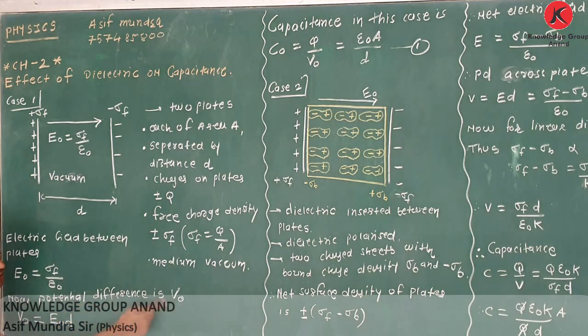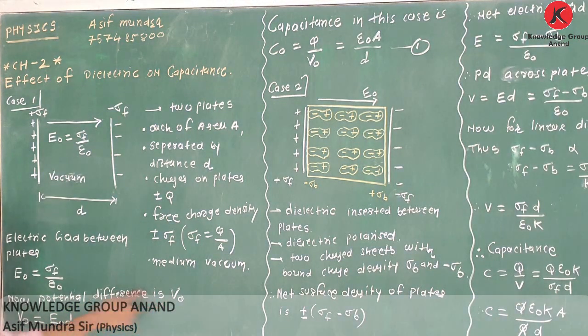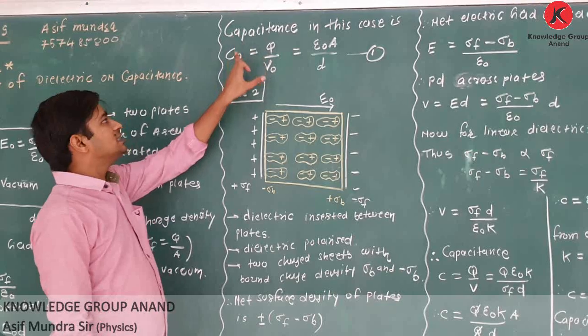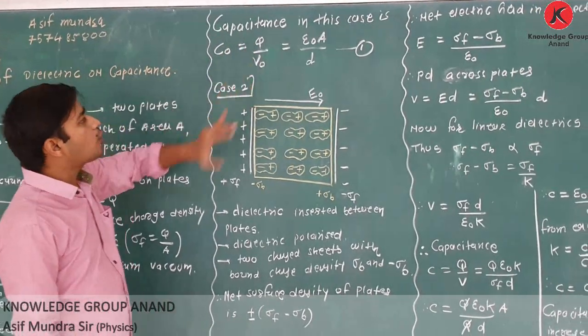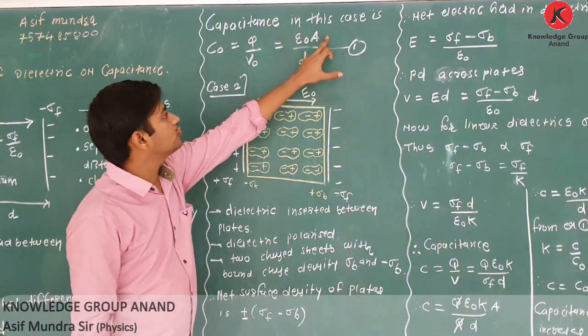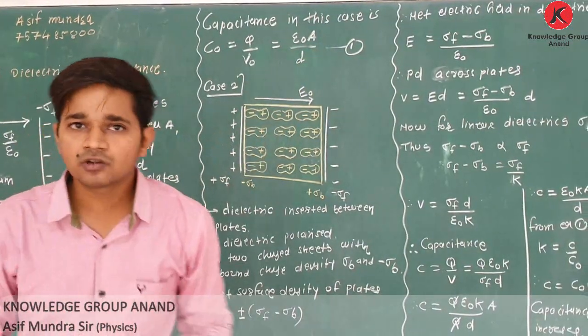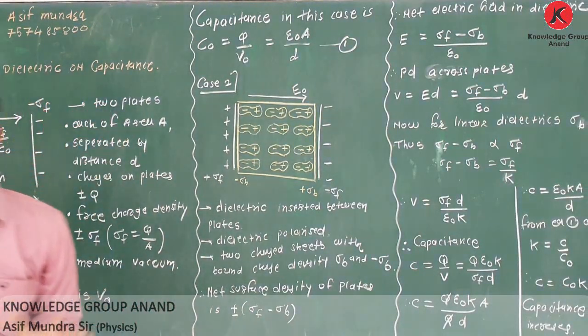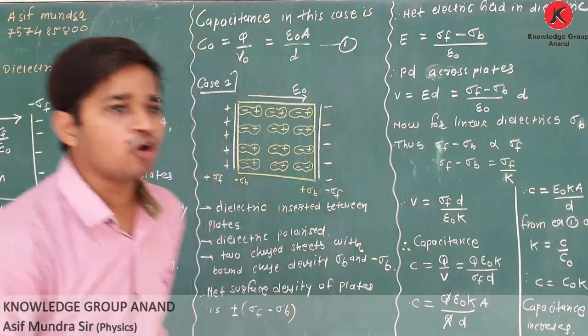What is the potential difference? Potential difference V0 is equal to E0 D. You know this equation? V0 is equal to E0 D. D is the distance between the two plates. Okay, now what is the capacitance in this case? Capacitance in this case, C0 is equal to Q upon V0, and we derived epsilon 0 A upon D in the last lecture. Clear? So this case 1 you already know.